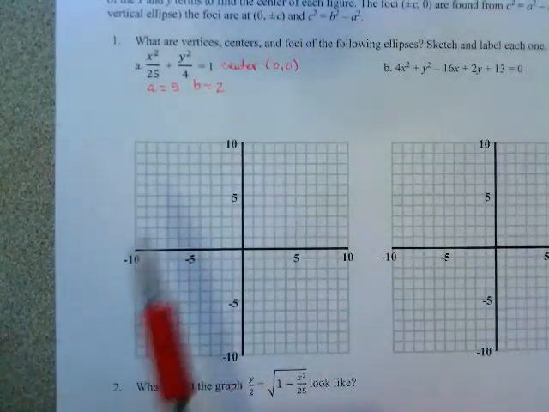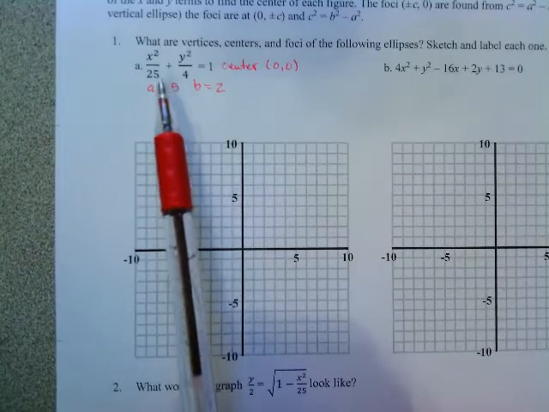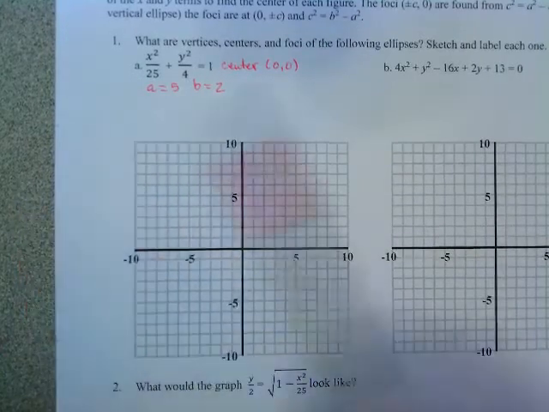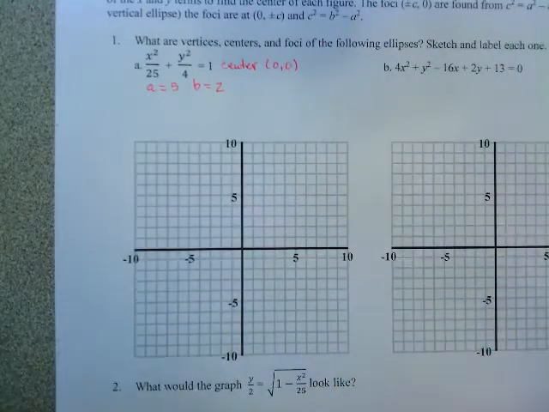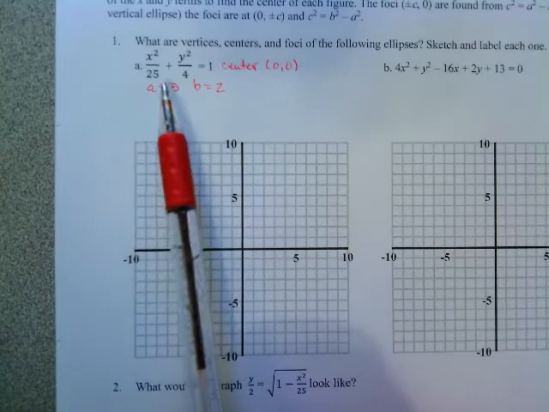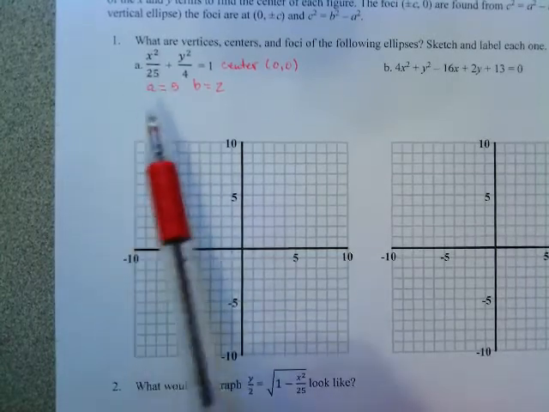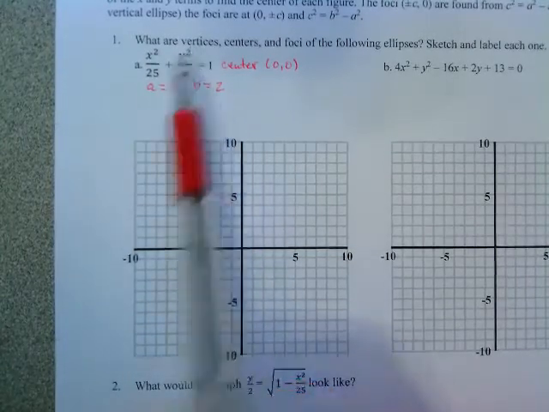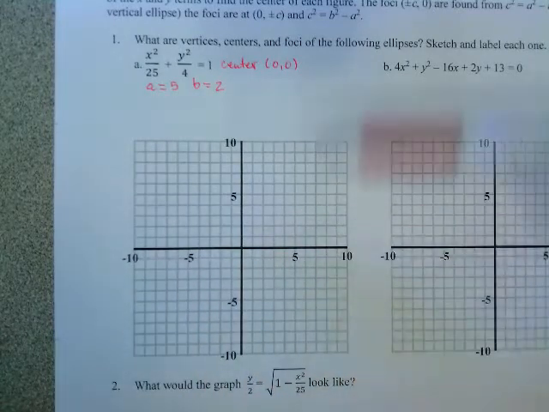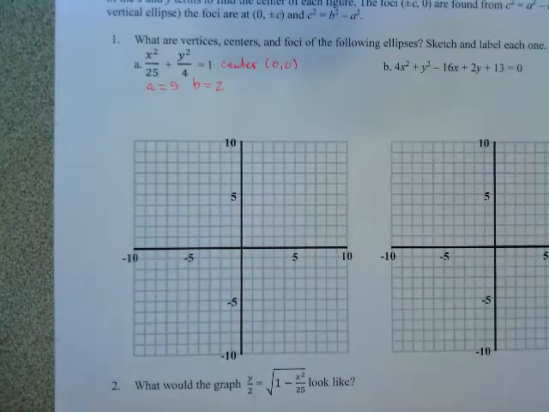Now, if you go to the book, they sometimes will switch a's and b's so that when you're trying to find c, you'll always have a positive number. I think it's easier if you just always keep the a underneath the x and the b underneath the y, and therefore you always know that the a is going to be going left and right, and the b is always going to be going up and down.